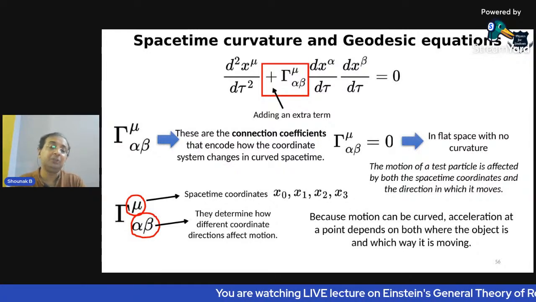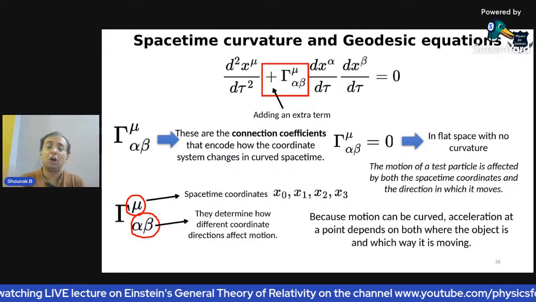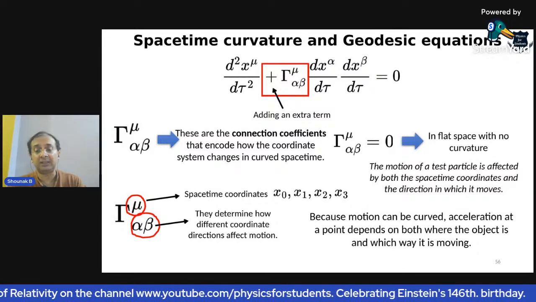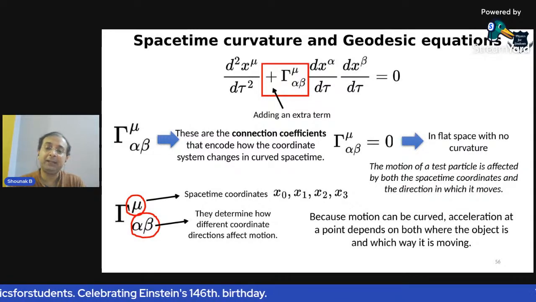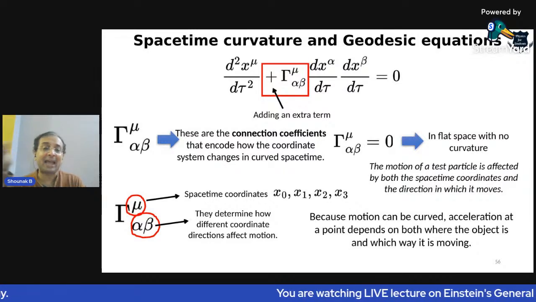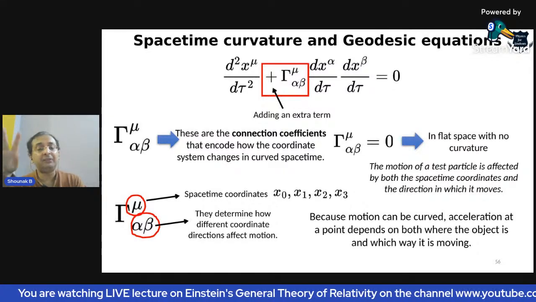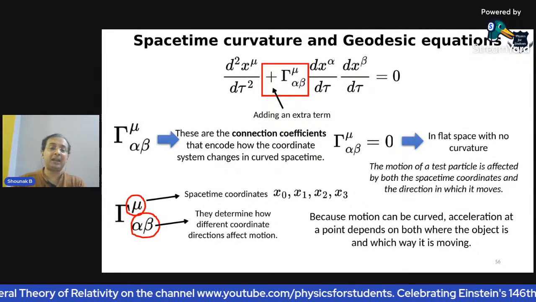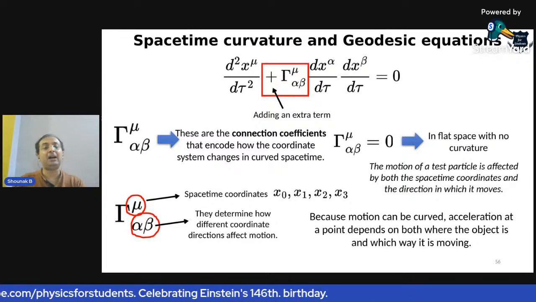So here I would like to tell you that because motion can be curved, acceleration at a point depends on both where the object is and which way it is moving. This is a very important thing. Again, I repeat, because motion can be curved, acceleration at a point depends on both where the object is and which way it is moving. Here you can see alpha and beta. They do not represent the 2 velocities directly, but they determine how different coordinates affect motion. The 2 velocity terms appear naturally when we contract the Christoffel symbol. So alpha could be a forward motion and beta a sidewise motion.